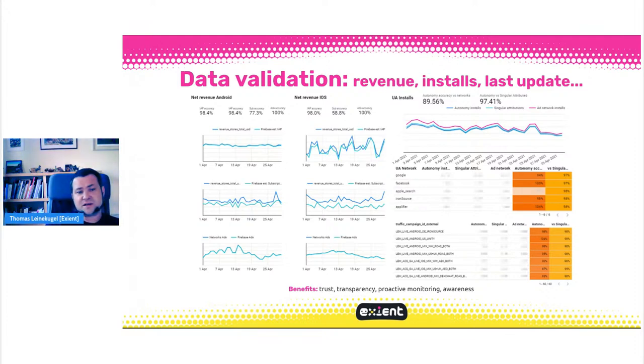It is what it is, basically. Subscription renewals in particular are happening in their backend. We don't necessarily see all of that, so it's normal that it's not fully accurate. What is really important is that we know that, and we know by how much we underestimate that revenue. We do the same with installs, based on all the UA networks and what installs we really detect.